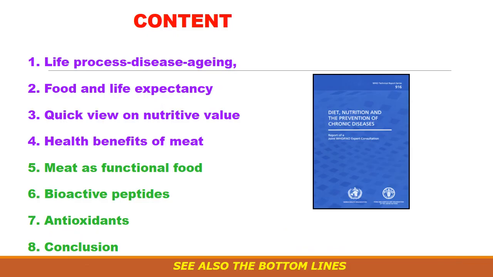Here is the content for the two lectures together, covering the whole topic, but in this lecture I am going to cover the first four. That is, the basics about the life process, disease and aging briefly as a background, and then the role of food in life expectancy, which I want to highlight briefly. Thirdly, a quick view on nutritive value. So here I want to discuss the basics of the nutritive value of meat and how it is important in our diet, and fourth is health benefits of meat.